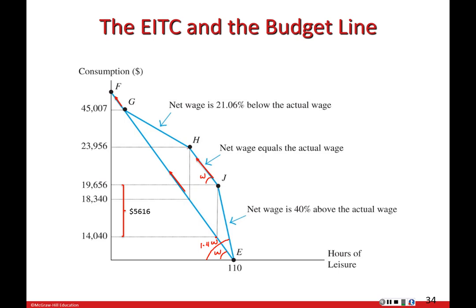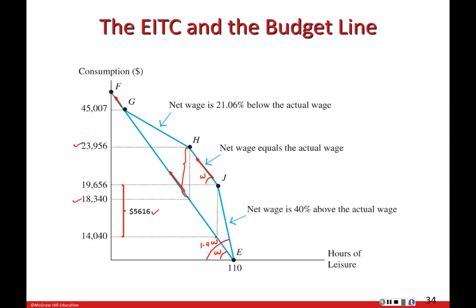So you see this gap here is again the 5,616. Correct? Now any income earned in excess of 18,340, right? 18,340 plus 5,616 gives us this 23,956. So this in fact is the household's total income when its earned income is 18,340, right?